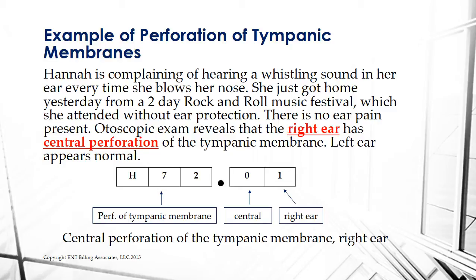Notice how this note specifically addresses the laterality and the site of the perforation in the tympanic membrane. Therefore, we can use the code H72.01, which would be the central perforation of the tympanic membrane, right ear.